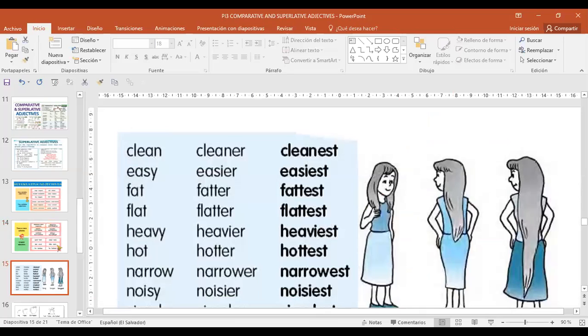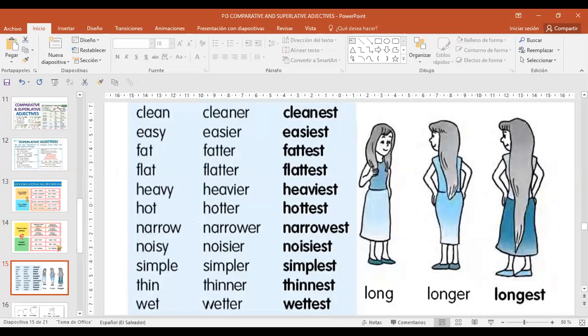Okay, here you have another example: clean, cleaner, cleanest. In here you say clean, cleaner than, the cleanest. Easy, easier than, the easiest. Fat, fatter than, the fattest. Flat, flatter than, the flattest. Heavy, heavier than, the heaviest.